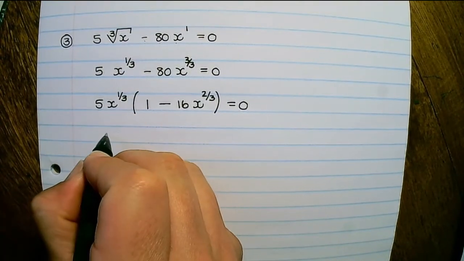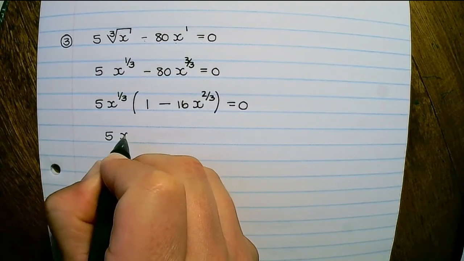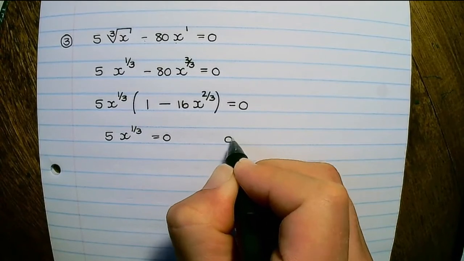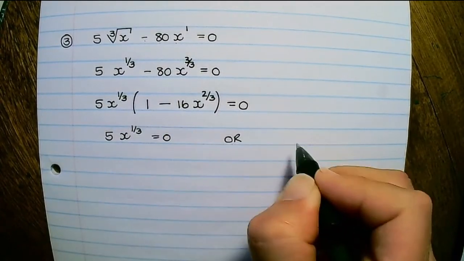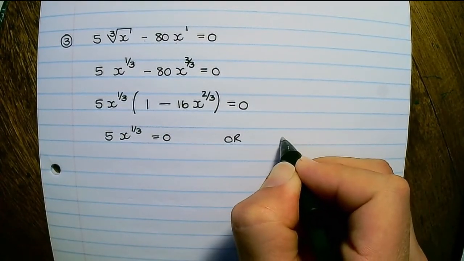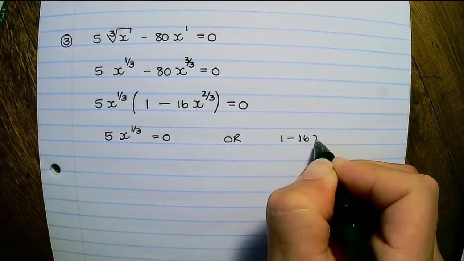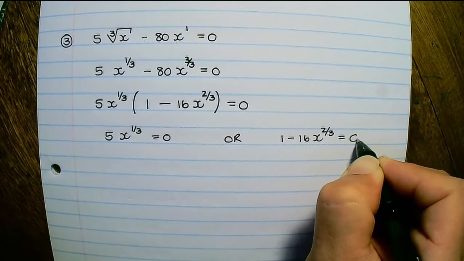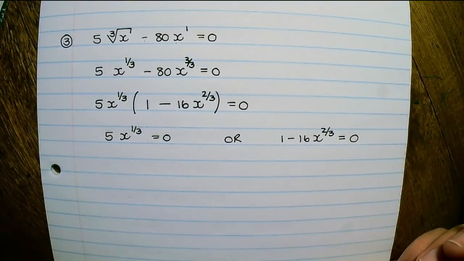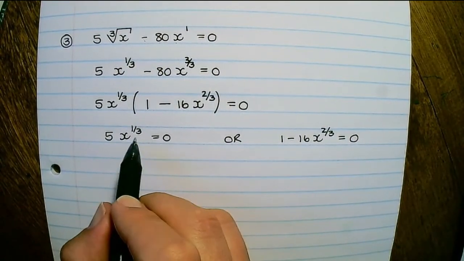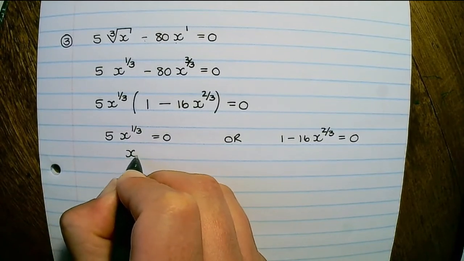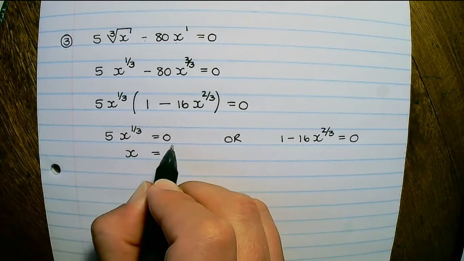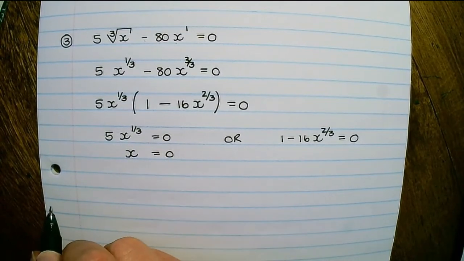Now I can set 5 x to the power of 1/3 equal to 0 to solve for x, or I could set the bracket equal to 0. That is 1 minus 16x to the power of 2/3 equal to 0. And here it is simple to see that x would be equal to 0. Regardless of the manipulation, it will become x equal to 0.